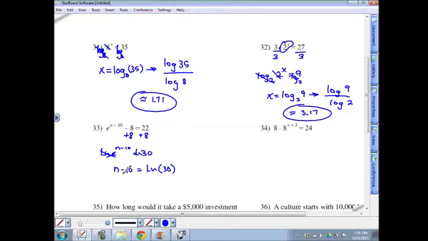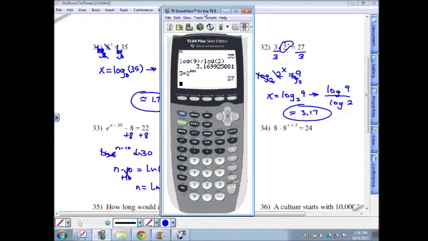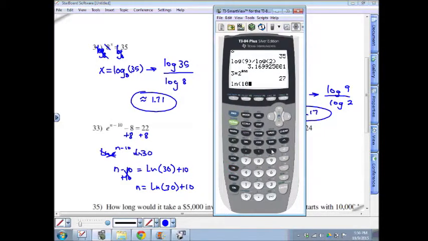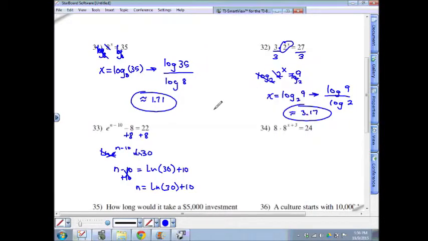And the final step to getting n by itself is to add 10. And hopefully you recall you cannot add 10 to the number 30 inside the logarithm. You have to add 10 outside the function. So n is equal to the natural log of 30 plus 10. Now the nice thing about natural log is that's a feature on most calculators. Natural log of 30 plus 10 is approximately 13.4.